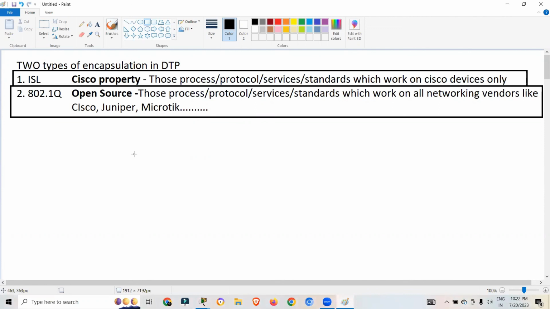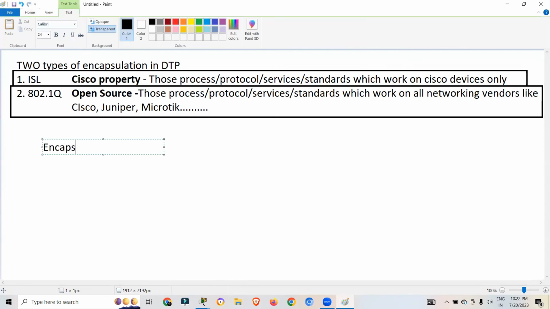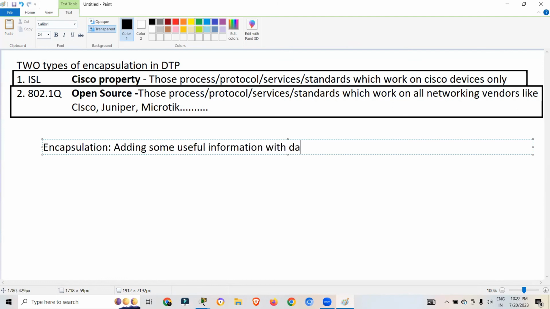So what is the meaning of encapsulation? The meaning of encapsulation is adding some useful information with the data packet. That is called encapsulation.